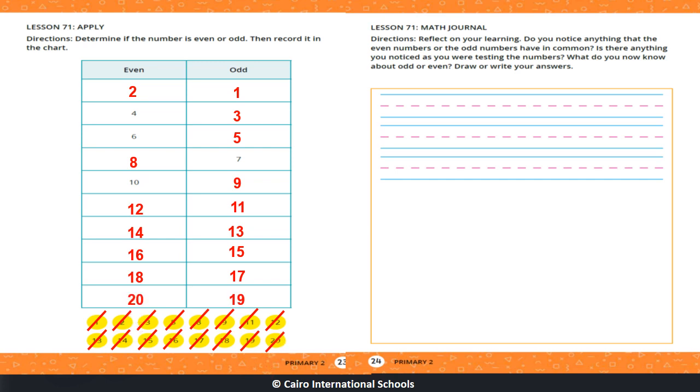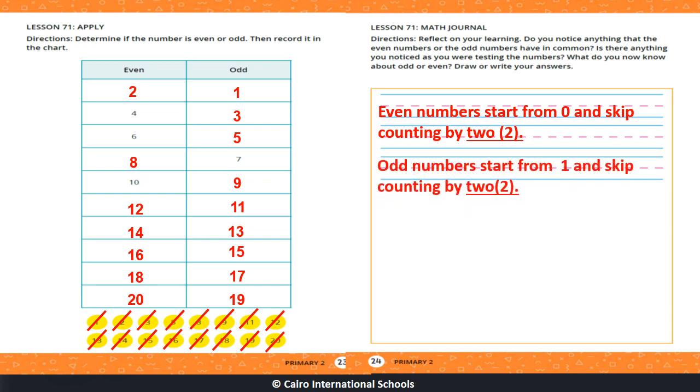The math journal part. Reflect on your learning. Do you notice anything that the even numbers or the odd numbers have in common? Is there anything you noticed as you were testing the numbers? What do you know about odd or even? Draw or write your answers. We noticed that for even numbers, we start from 0 and skip count by 2. While for odd numbers, we start from 1 and skip count by 2. So, in both even and odd numbers, we skip count by 2.